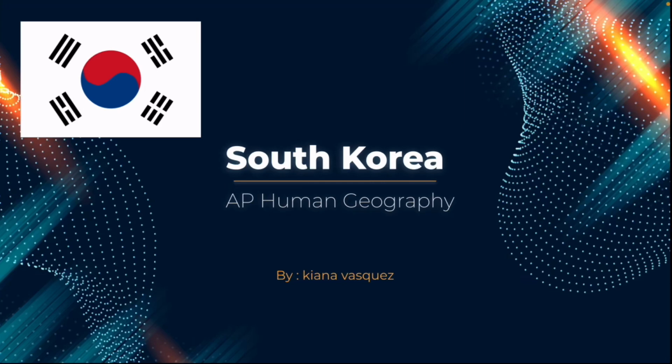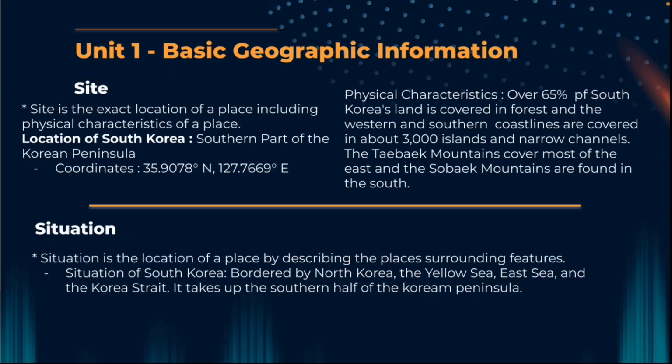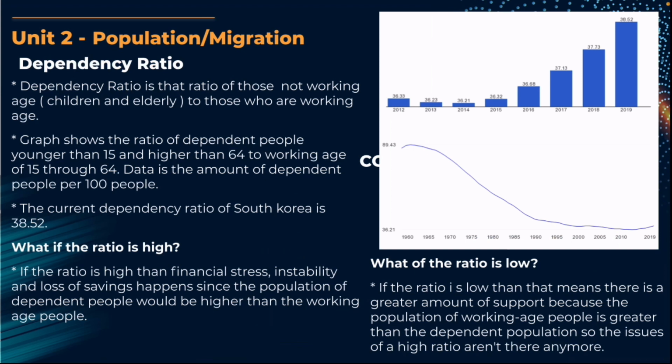Hi, so my country is South Korea. Starting off in Unit 1, we're looking at the basic geography. So I divided all the information into site and situation with definitions so you get the geographic information and examples at the same time. Now we go into Unit 2, population and migration, starting with dependency ratio.